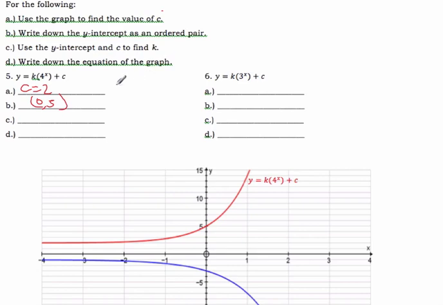Use that to find k, so we're going to put in 5 equals k times 4 to the power of 0 plus 2. We can subtract 2 from both sides. 3 equals k. So we have that 3 equals k. And the equation is y equals 3 times 4 to the power of x plus 2. And that's it for that one.